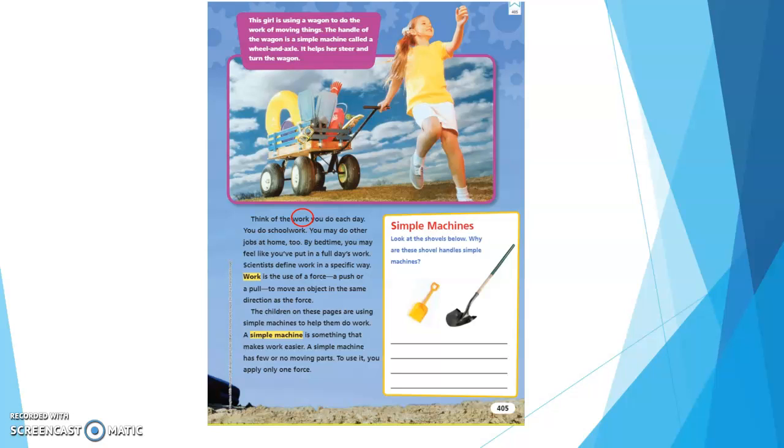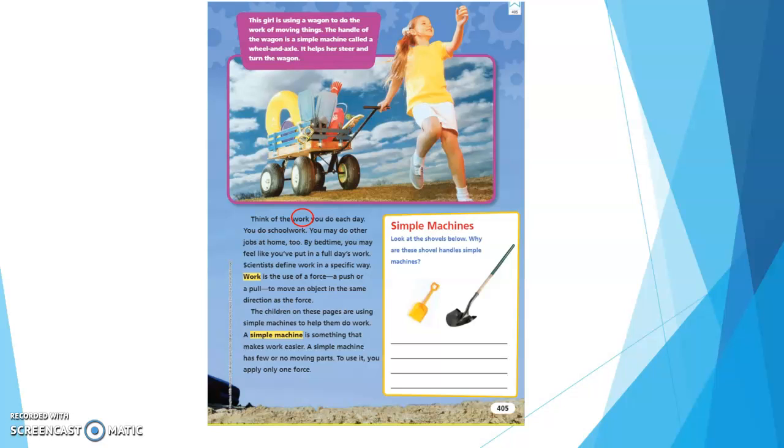Scientists define work in a specific way. Work is the use of a force, a push or a pull, to move an object in the same direction as the force. The children on these pages are using simple machines to help them do work. A simple machine is something that makes work easier. A simple machine has few or no moving parts. To use it, you apply only one force.